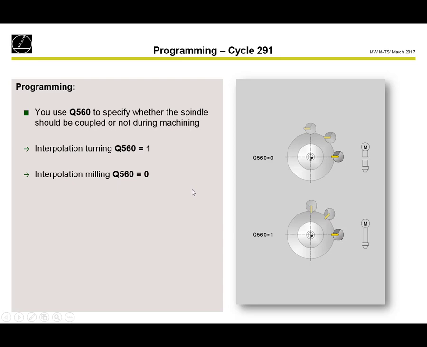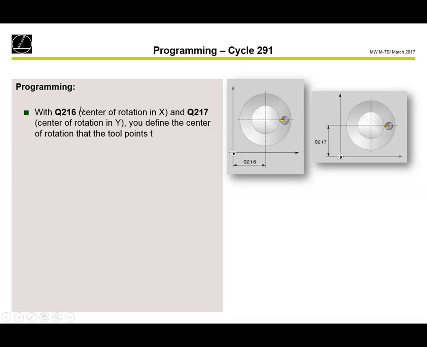We also have the spindle coupling here, and we have here the center of the first axis and the second axis. So there we define the middle point for my coupling. So the tool will always look to this point during the machining.